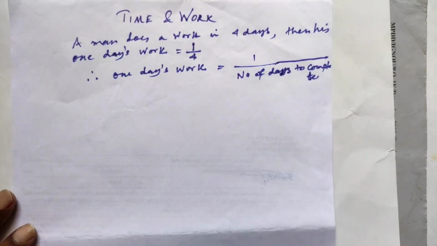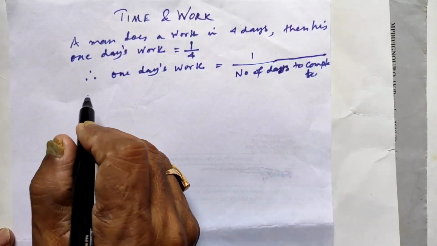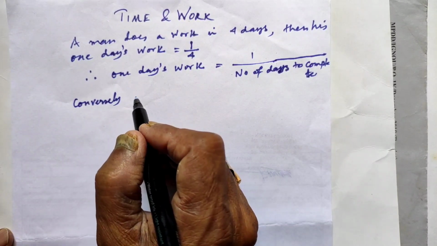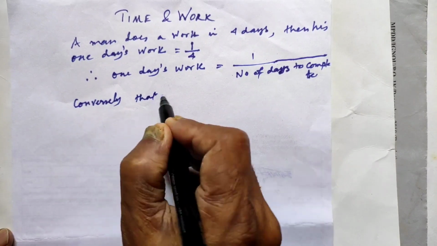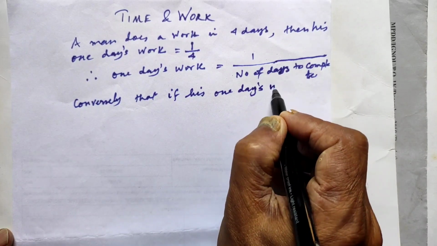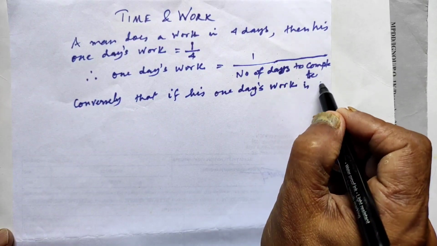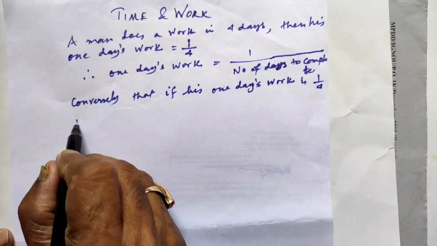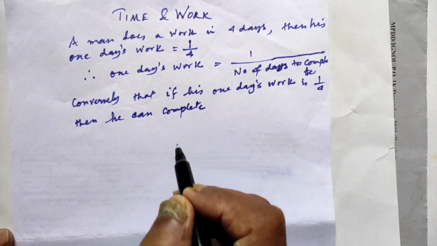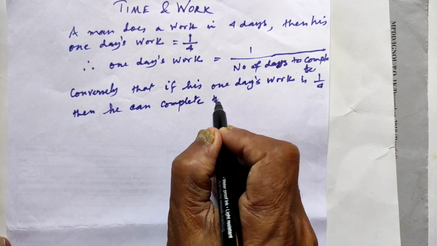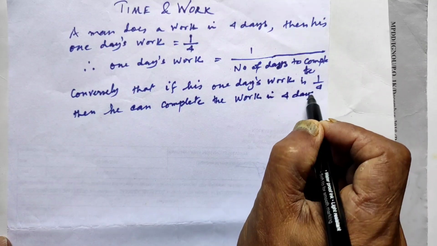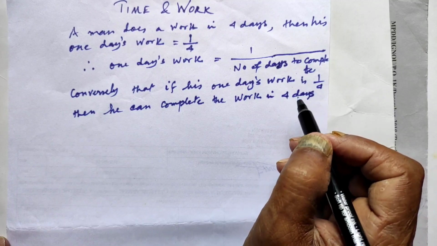All right, so here you see again this particular thing we can say conversely, we can say that if his 1 day's work is 1/4, then he can complete the work in 4 days. Remember it. Okay, this is one thing you should keep in mind.